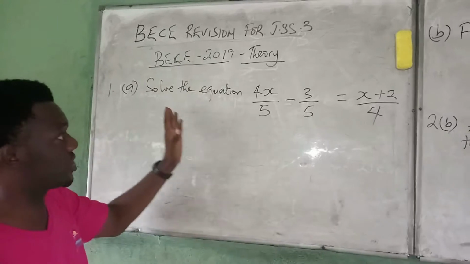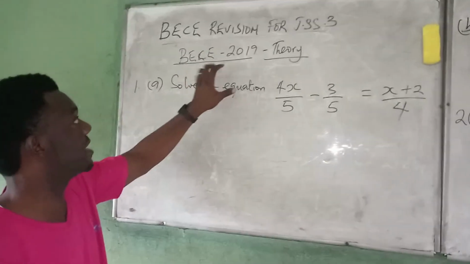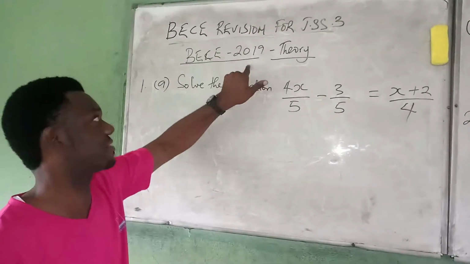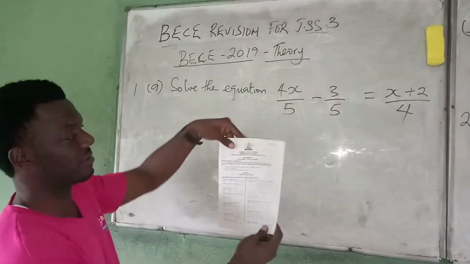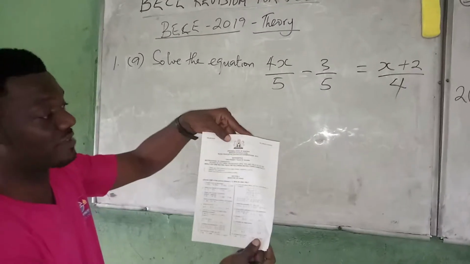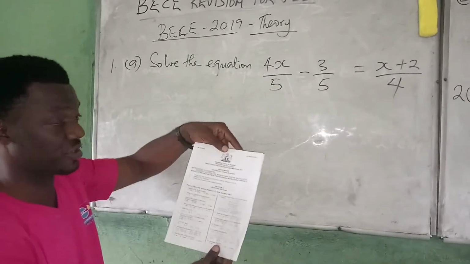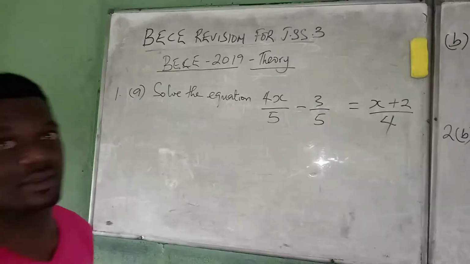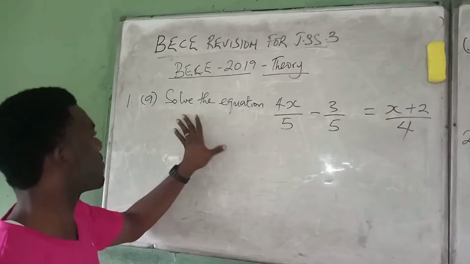The questions we are going to treat today will be based on the theory questions of last year, 2019. So this is the question paper for basic last year. That's what we are using for your revision, so that you know the sort of questions you are likely to see. Now, number one, this is number 1A.